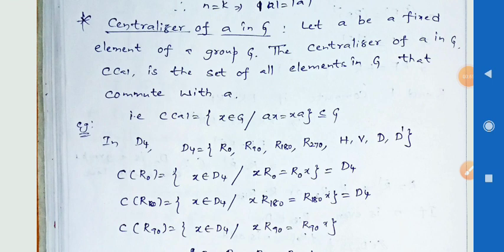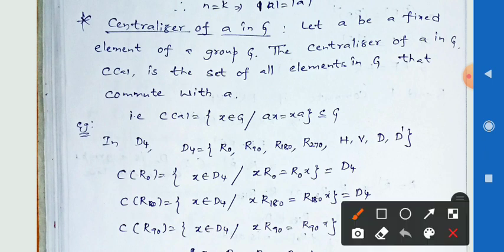Now, the definition of the centralizer of A in G. Let A be a fixed element of a group G. The centralizer of A in G, C of A, is the set of all elements in G that commute with A. Here A is the fixed element in group G, and the condition must be satisfied.